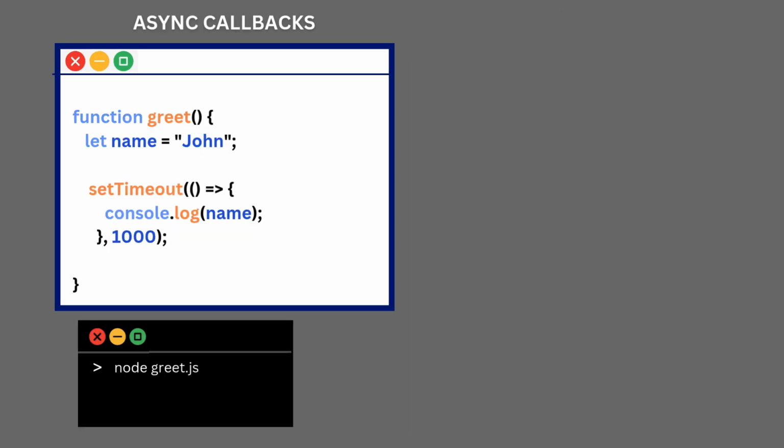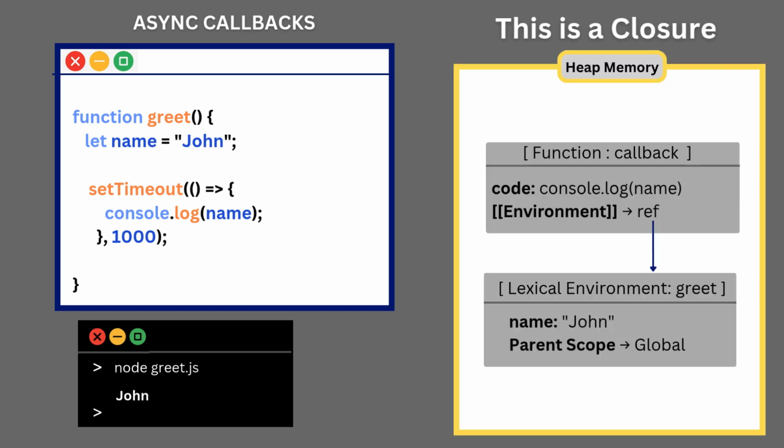Closures also explain asynchronous behavior. The greet function finishes immediately, but the callback runs later. Still, it remembers the variable name, because the callback holds a reference to its original lexical environment.